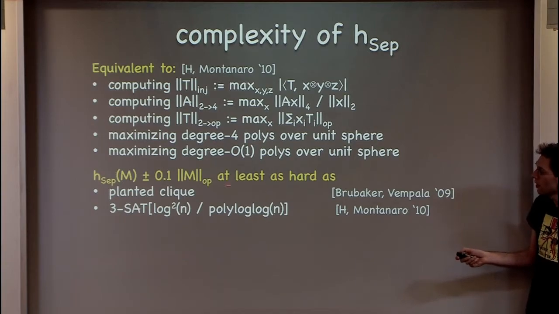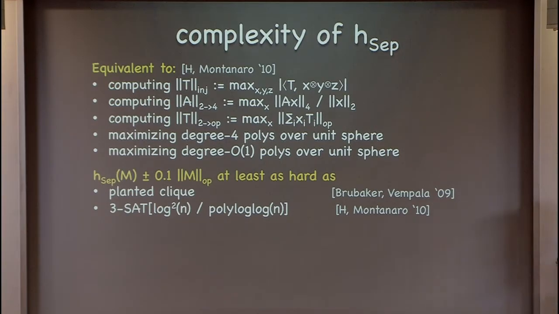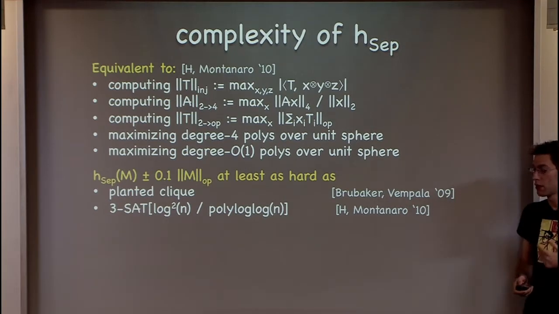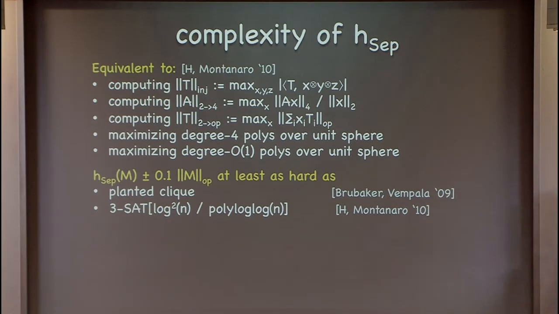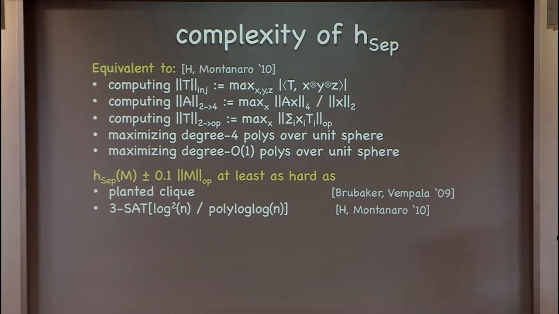So this is weaker than a multiplicative approximation. It's one of the weakest approximations I can think of for this. And even this fairly weak problem does not appear to be in polynomial time. It's at least as hard as planted clique, and at least as hard as solving a 3-SAT instance of length log squared n. So if you think 3-SAT takes exponential time, then you think it probably takes time n to the log n to solve this problem. So that's the weakest version.